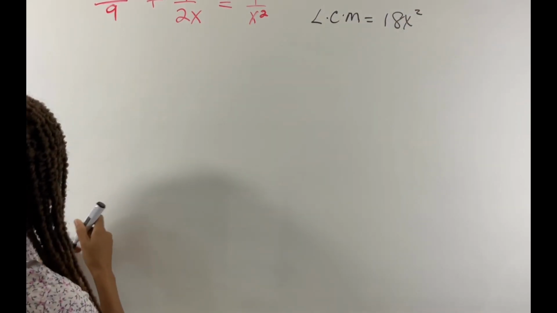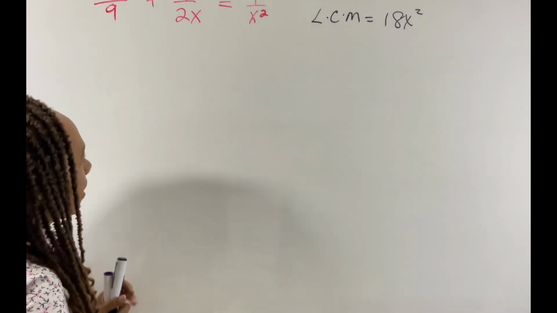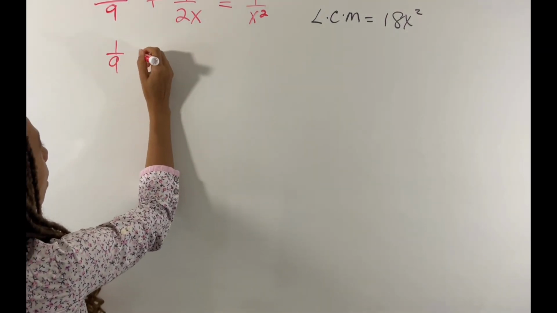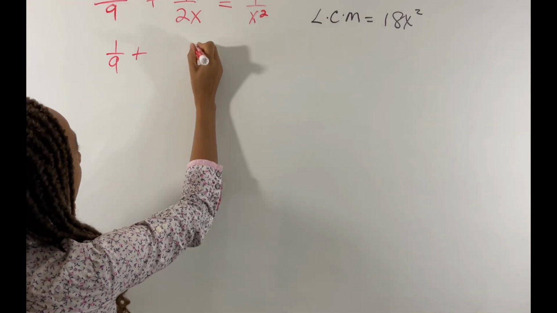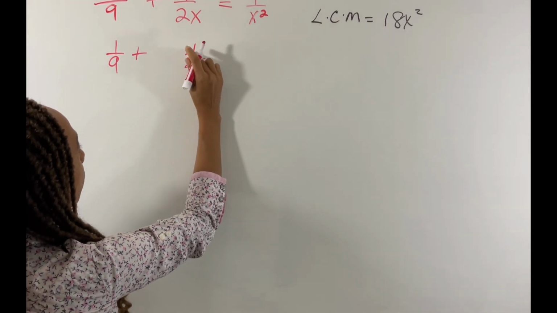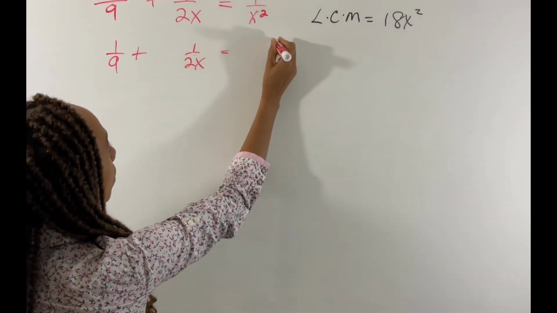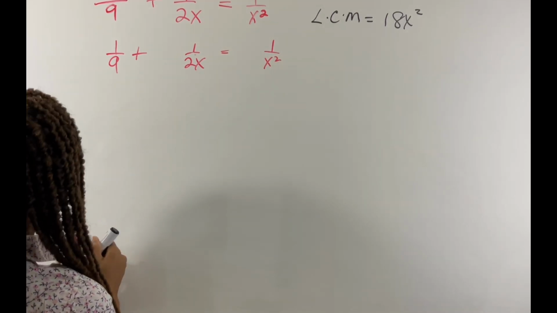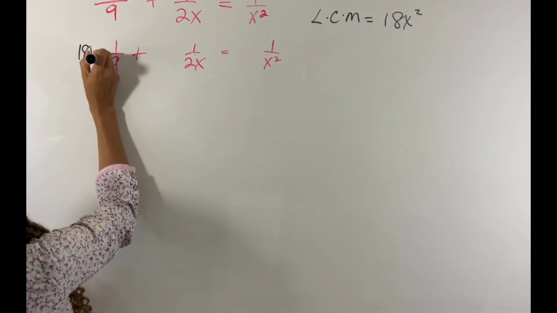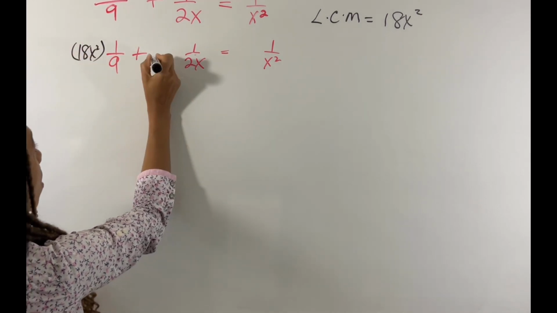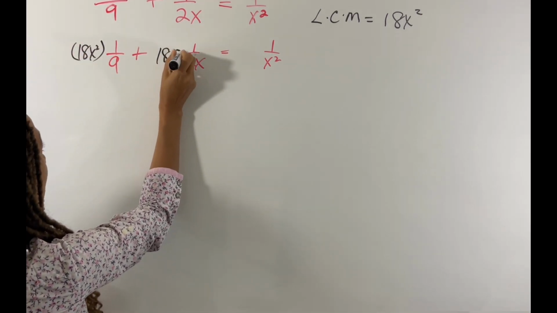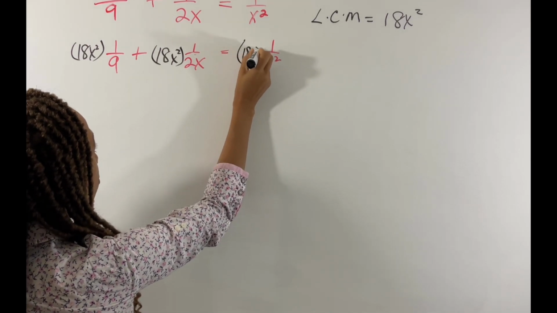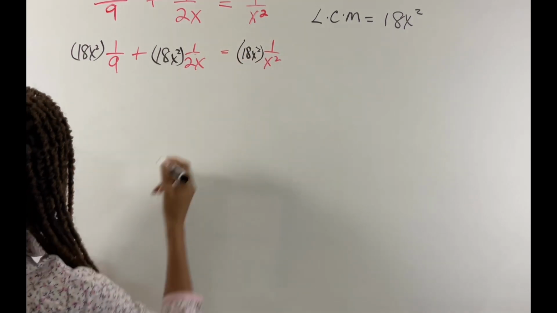So I'm going to rewrite this problem, and I'm going to multiply everything by 18x to the second power. Once I have that, my 18x squared is going to go here beside each of these, and I'm putting it into parentheses. All right.